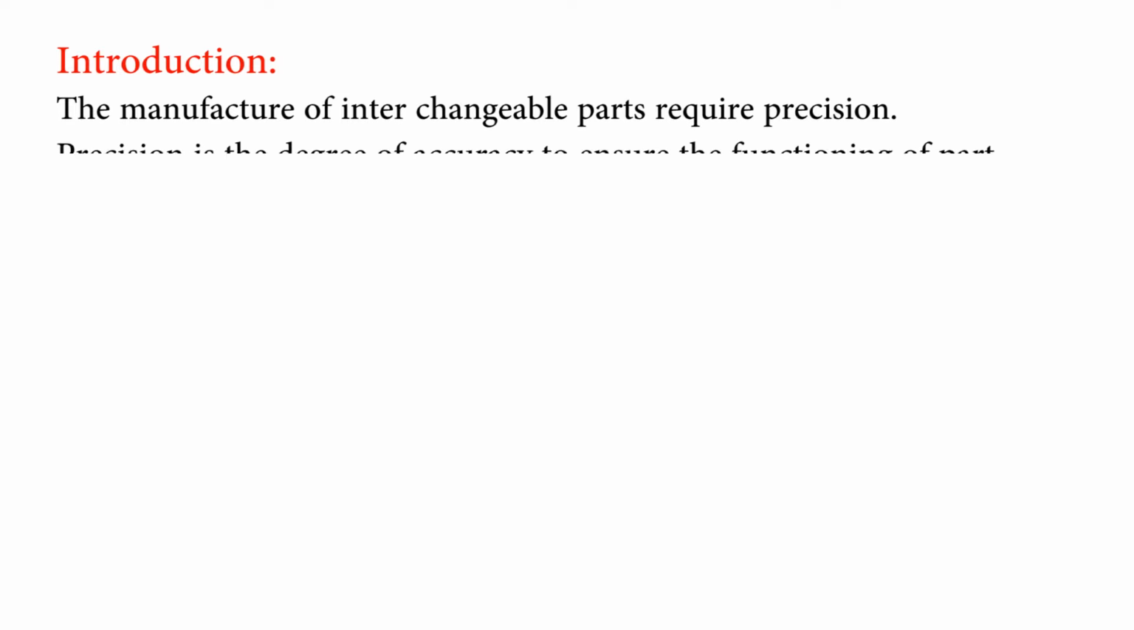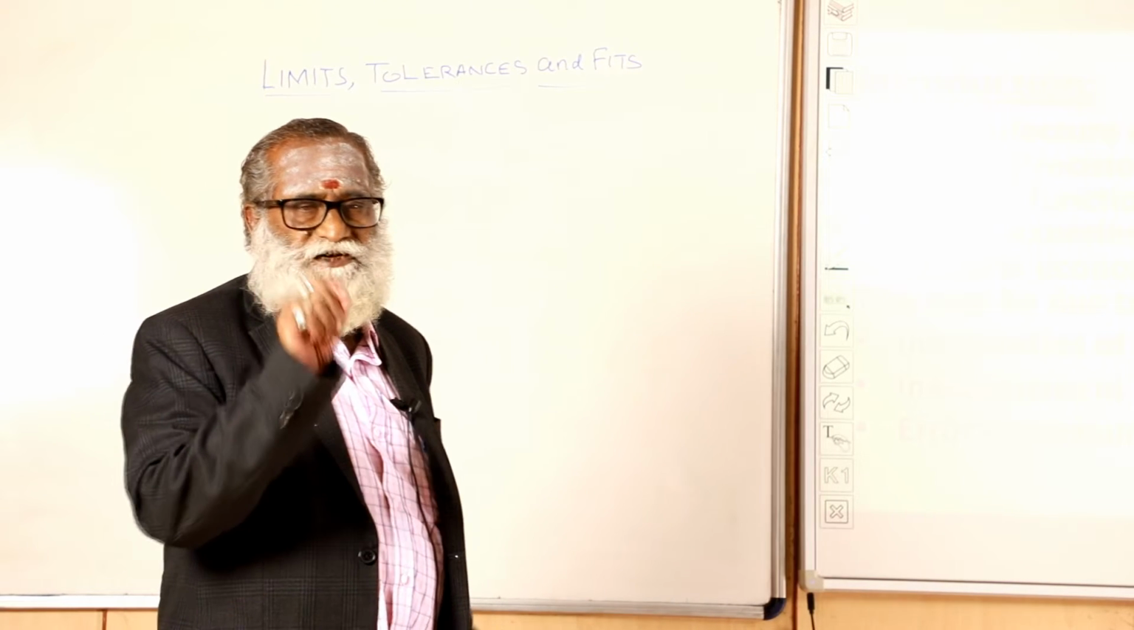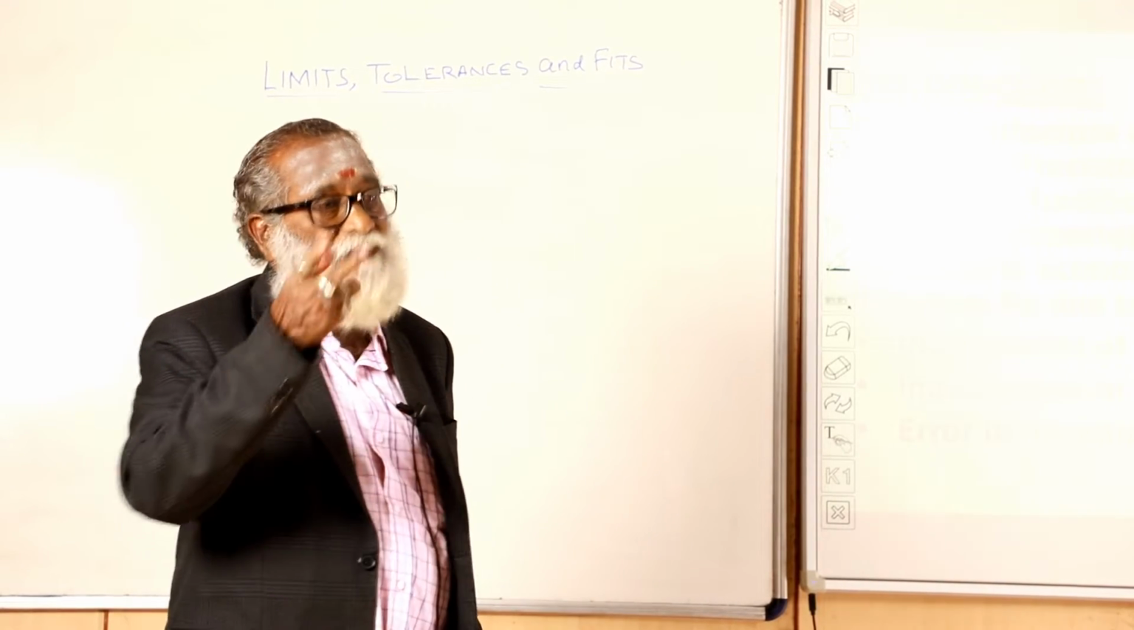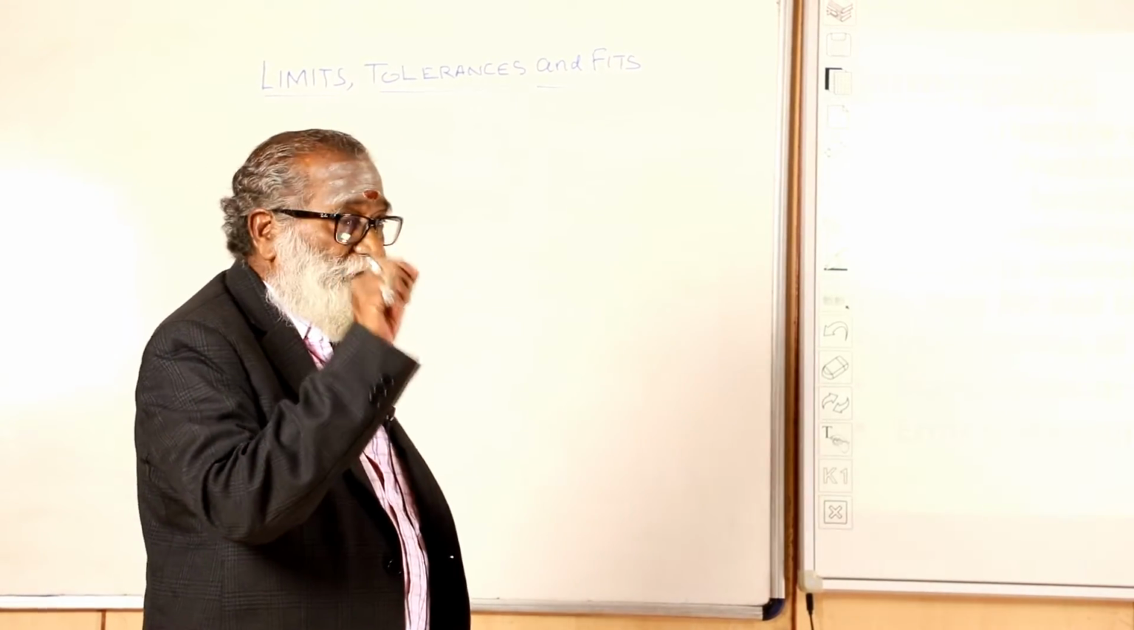In the workshop we cannot make any object to the exact size. What is the reason for it? The manufacture of interchangeable parts requires precision. Precision means accuracy. Precision is the degree of accuracy to ensure the functioning of a part as intended. So the functioning of the part should be exactly to the design size. The design size is different from the basic size, which we will discuss later. So it should be according to the design size.